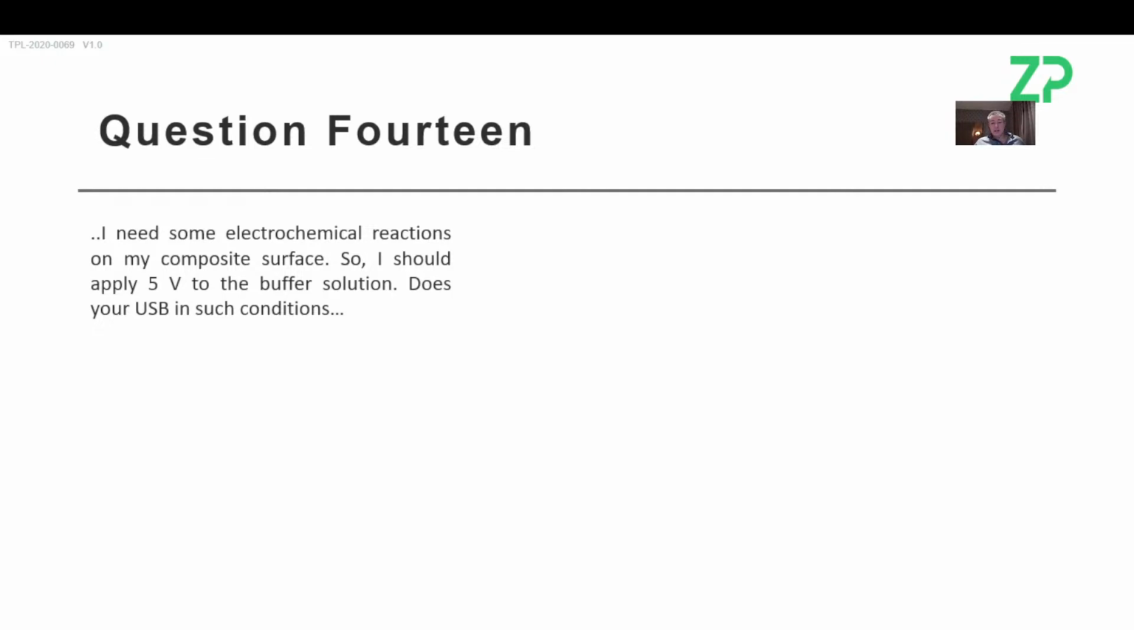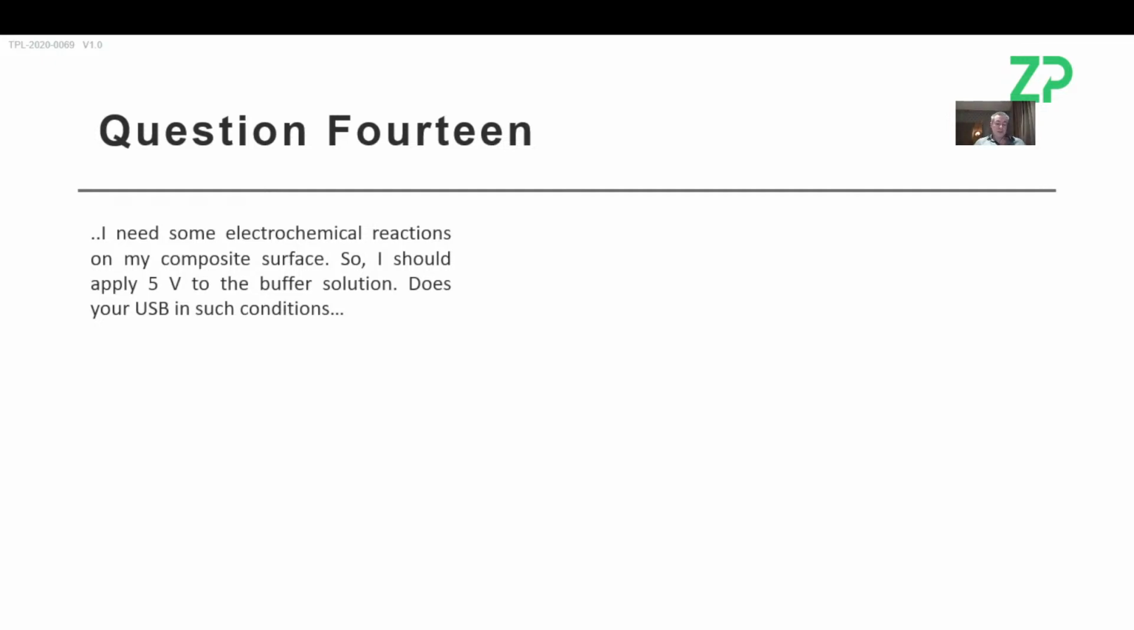This one, somebody wants to apply 5 volts to an electrode, and they're asking whether a USB potentiostat will actually do it. If you apply 5 volts to an electrode, you will probably end up damaging the electrode, and you also end up doing hydrolysis of the water. To split water, you have to apply something like 1 to 2 volts. 5 volts would absolutely annihilate water, so I'm not really sure that you can, strictly speaking, apply 5 volts. If you're in water, even if you were in organic solvents, I don't know if you can actually apply 5 volts.